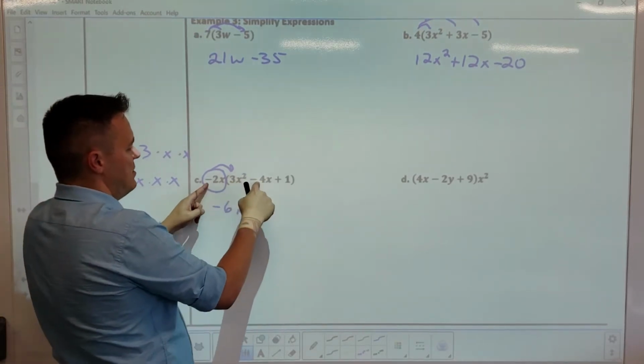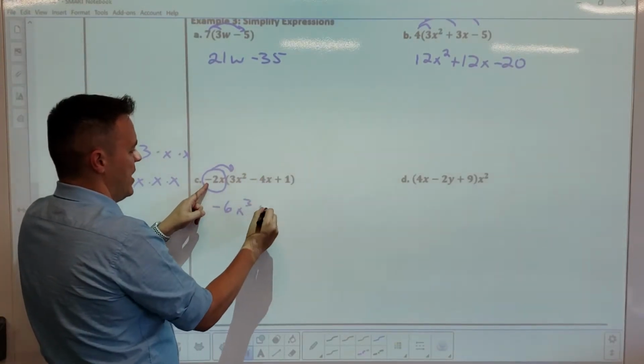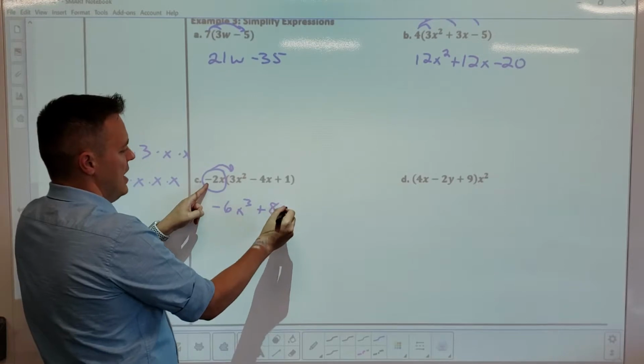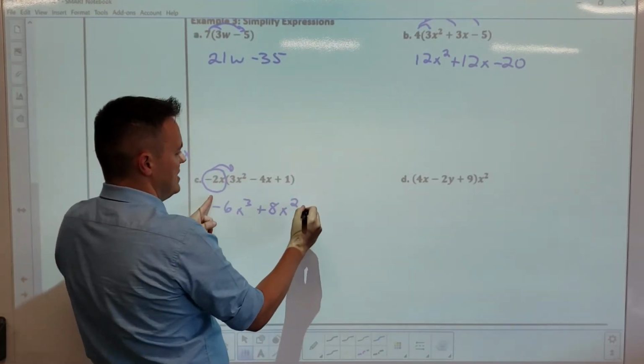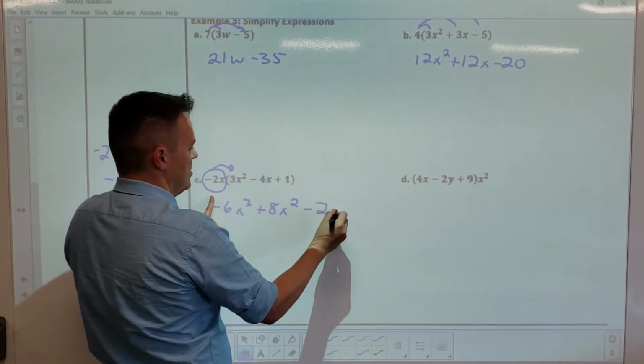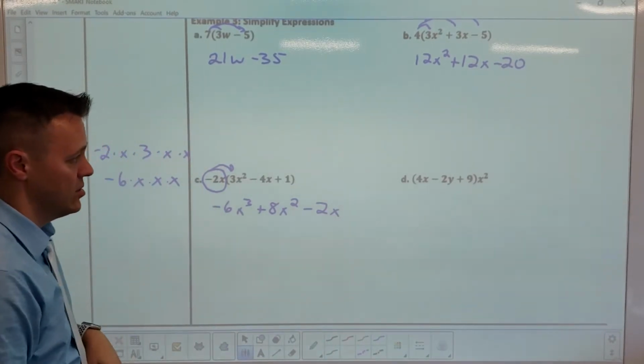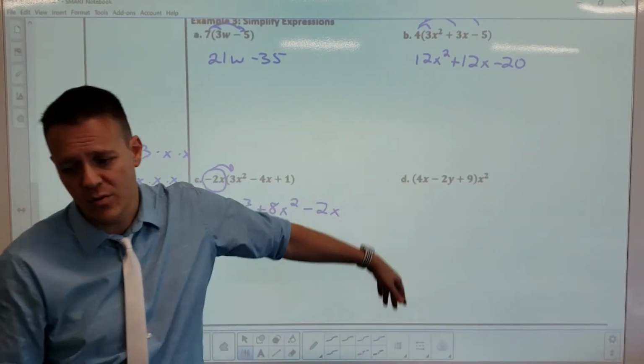Okay, now, same here. Negative and a negative is going to be positive. That's 8. And then how many x's do we have? 1, 2. And then the last one is negative and a positive is negative, times 1, there's your answer. All right, what I want you to do is try that one real quick on your own.